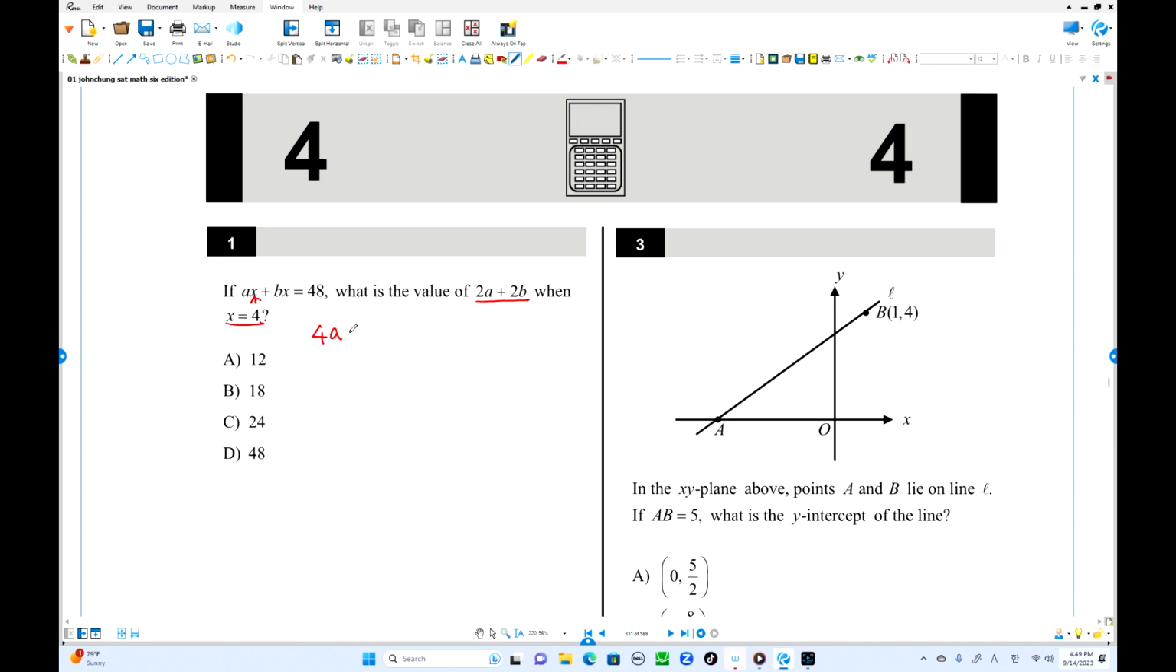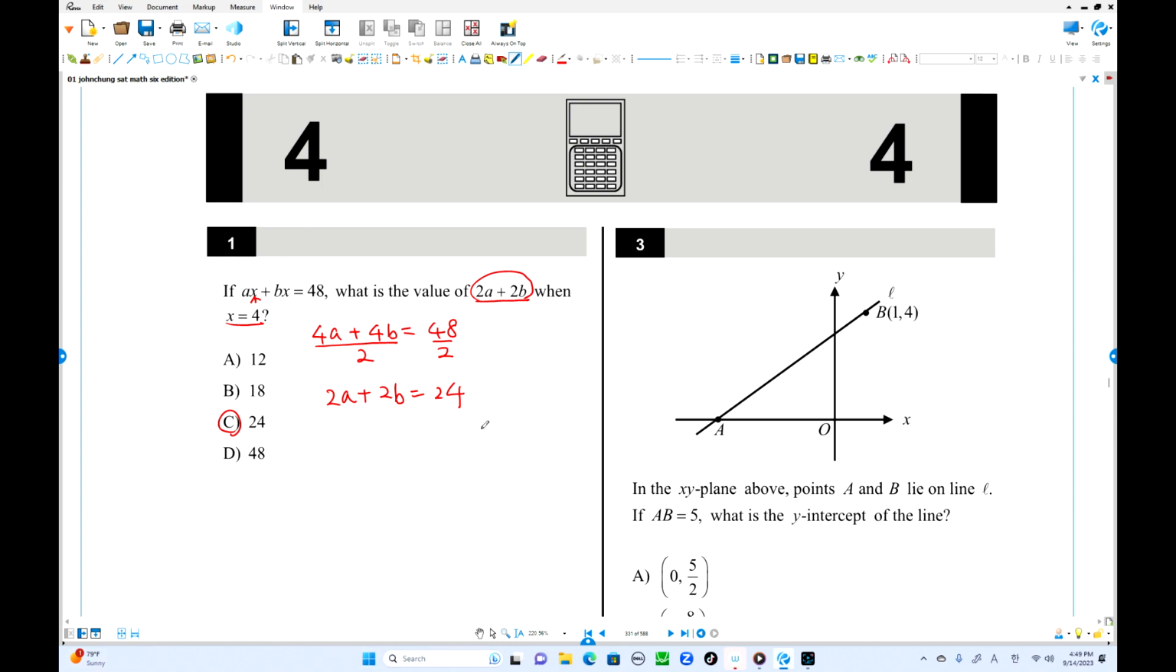That is 4a plus 4b equals 48. From here, how can you find 2a plus 2b? You can divide it by 2. So that is 2a plus 2b equals 24, okay? So choice C is the answer.